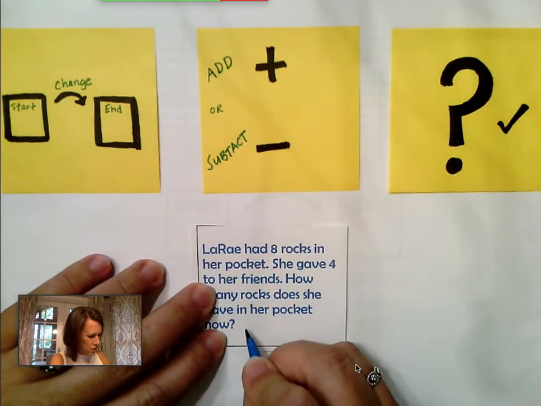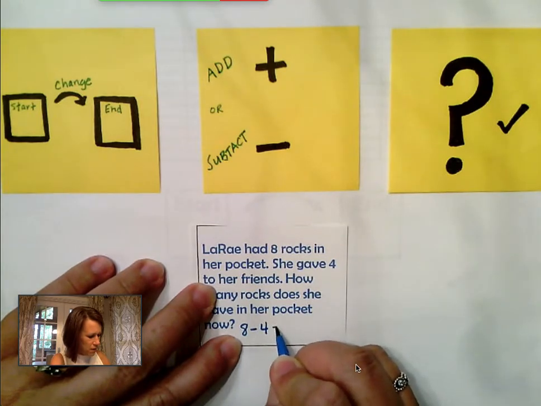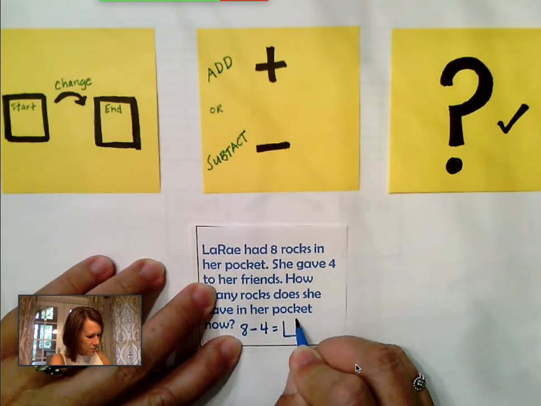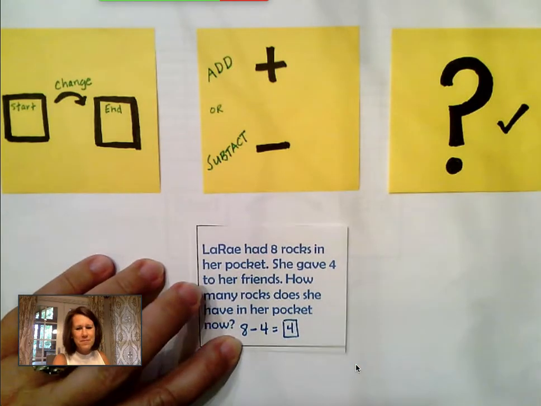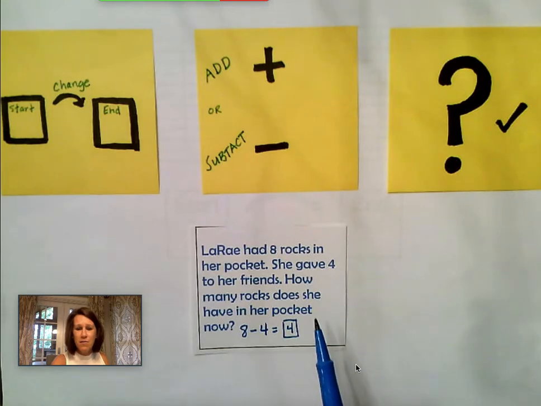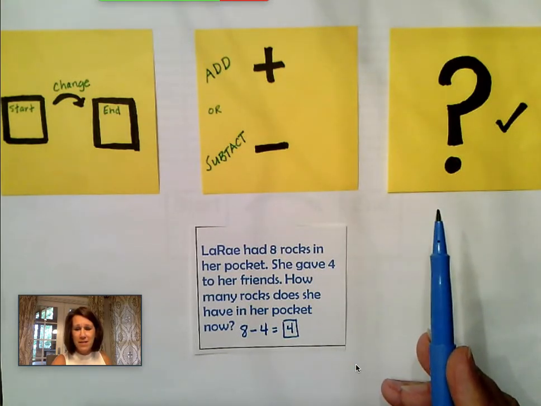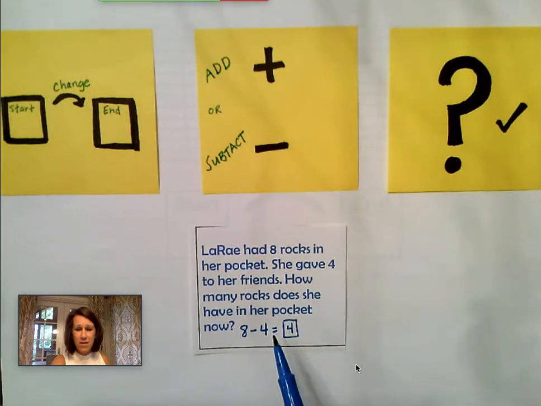So if she starts with 8 and she gives 4 away, she still has 4, doesn't she? My answer would be 4 rocks. And that makes sense because it's 4 less than 8, which she gave away.